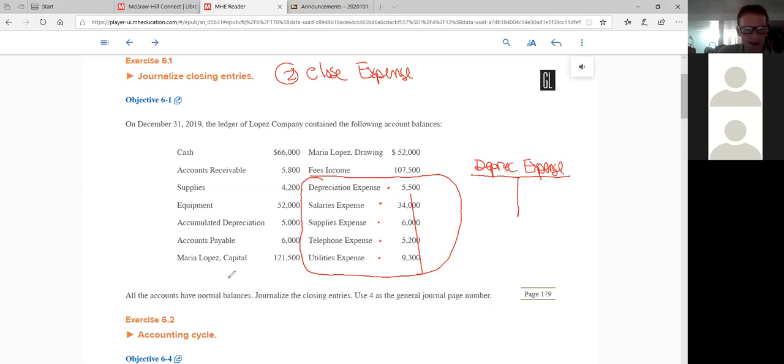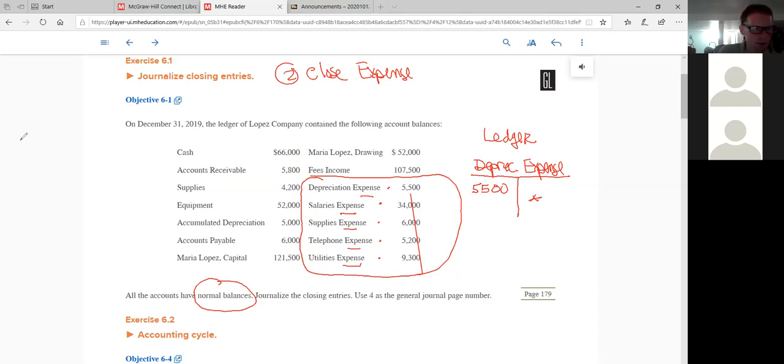And remember, the key here, normal balances. That means that depreciation would have a debit balance in your ledger. If we're looking at your ledger, depreciation expense would have a debit balance. And if we wanted to make this account go to 0, we would actually have to credit it. And of course, that's going to be consistent with all the expenses. All the expenses have debit balances. And to make these go to zero, we're going to have to be crediting the expenses.